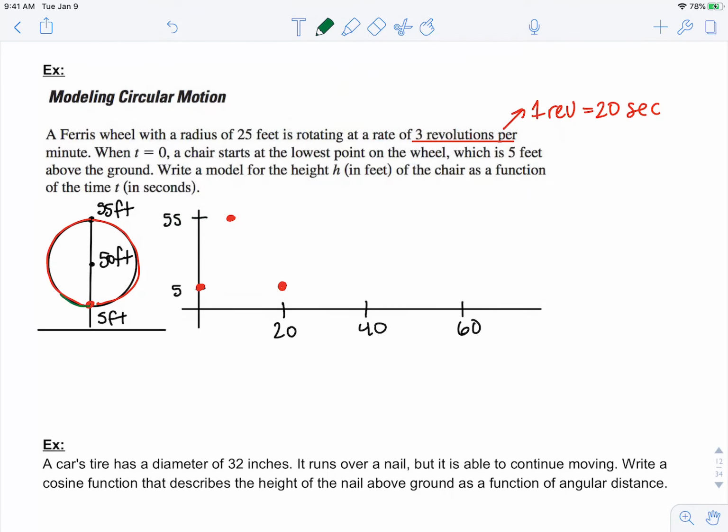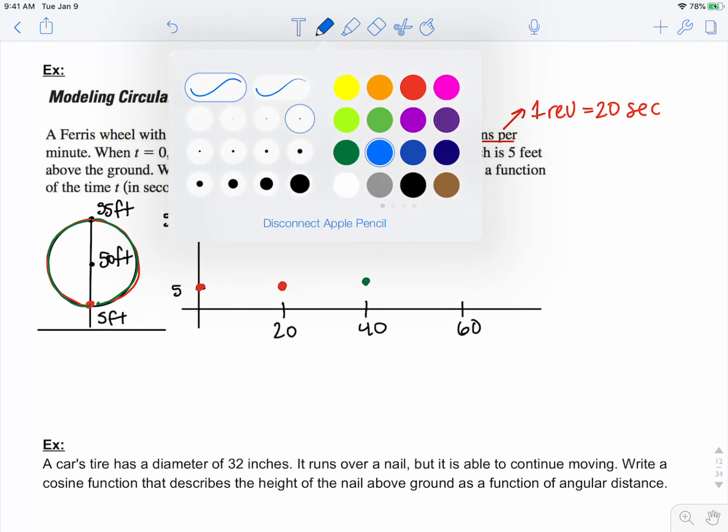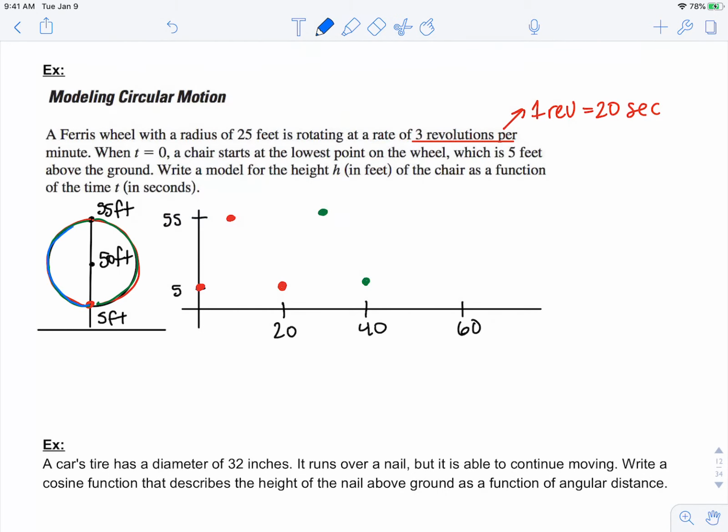Then it's going to rotate back up again to that highest point of 55, halfway through the next period, and then it's going to rotate back down at 40 seconds. Then it's going to rotate back up to that highest value in the middle of the period. It's going to come back down to the lowest value. So if I drew a curve through this, this is representing what your height is doing when you're on a Ferris wheel. So this is height, this is time.